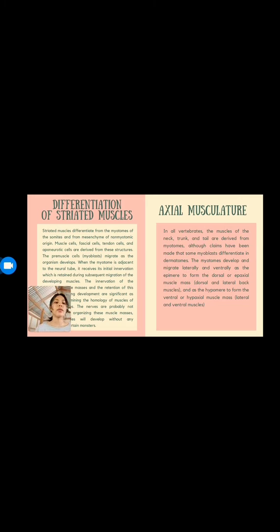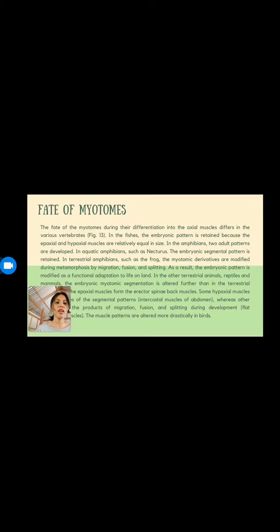So the axial musculature. In vertebrates, the muscles of the neck, the trunk, and tail are derived from myotomes, although claims have been made that some myoblasts differentiate from dermatomes. The myotomes develop and migrate laterally, eventually as the epimere to form the dorsal or epaxial muscle mass, the dorsal and lateral back muscles, and the hypomere to form the ventral and hypaxial muscle mass, the lateral and ventral muscles. Let's move on to the fate of myotomes.